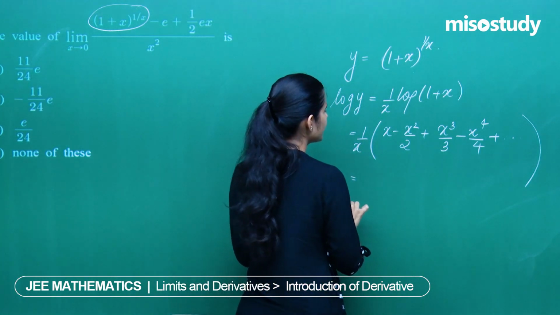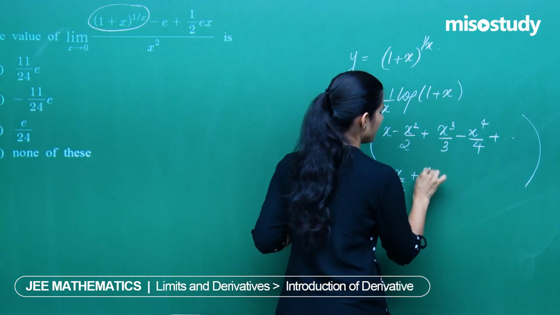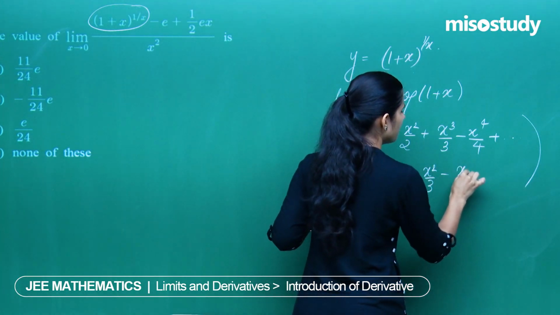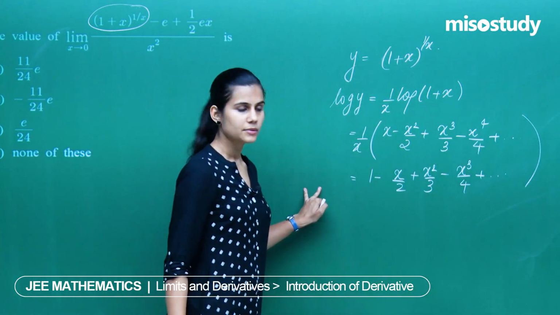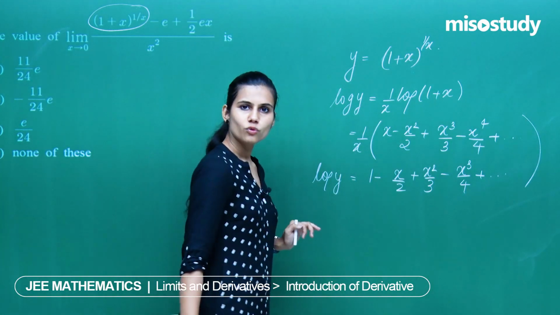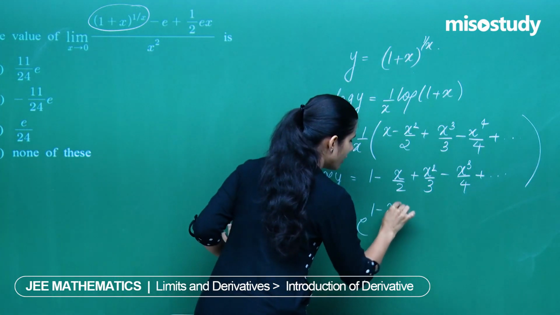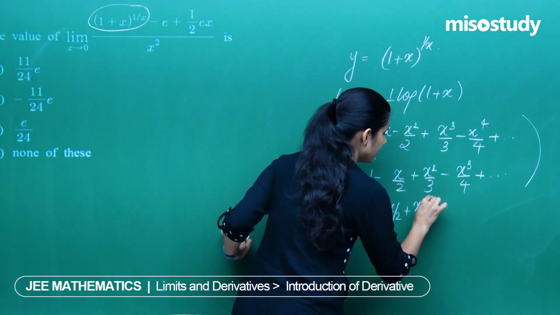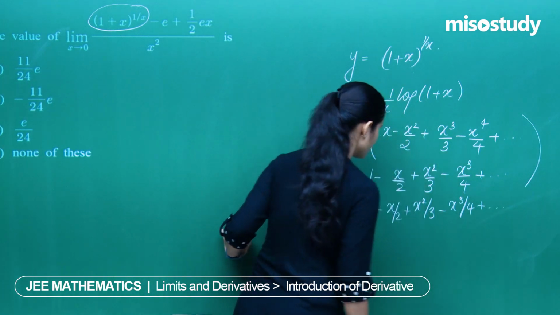Just multiply this inside, you get x upon x, which is 1, minus x upon 2 plus x square upon 3 minus x cube upon 4 plus and so on. This is nothing but log y. So y will be equal to what? y will be equal to e to the power 1 minus x by 2 plus x square by 3 minus x cube by 4 and so on.